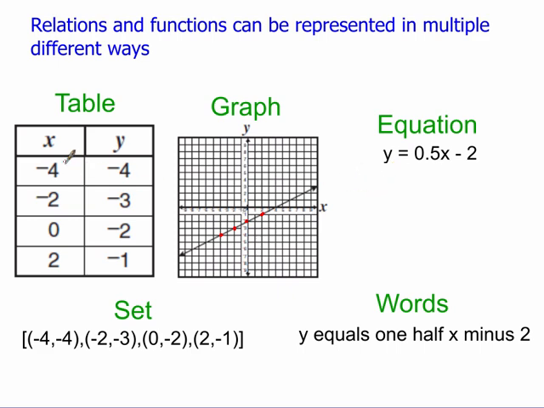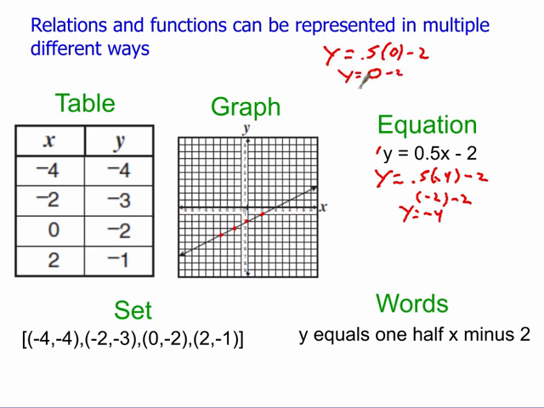Similarly, if I look at my equation and plug my x values in here, you'll see that my y values come out. For example, y equals 0.5 times -4 minus 2. Well, 0.5 times -4 is -2, minus 2 is -4. So if I put -4 in for x, I also get -4 out for y. I can do the same thing with 0. y equals 0.5 times 0 minus 2. Anything times 0 is 0, so y equals 0 minus 2, y equals -2. So if I put in 0 for x, I get -2 for y. I'm not going to do it, but it would work for both of these two as well. And then in words, I just say y equals 1/2 x minus 2. That's just this equation in words.